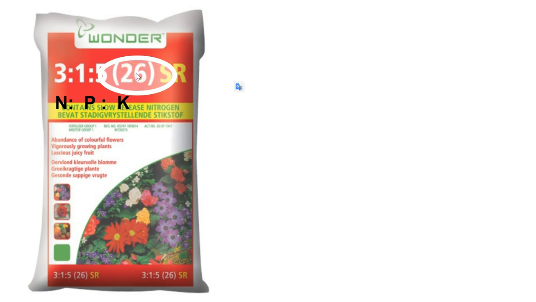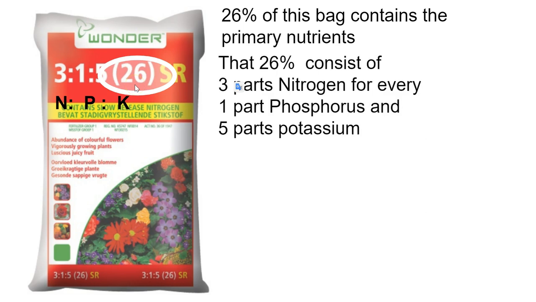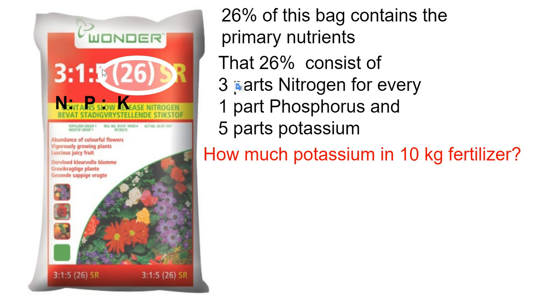So on this bag, we can read this information as follows. 26% of this bag contains primary nutrients. These nutrients are made up of the following. For every 3 parts of nitrogen, there will be 1 part phosphorus and 5 parts potassium present. So if you look at the content, this 26% is altogether divided in 3 plus 1 plus 5, which is 9 parts.